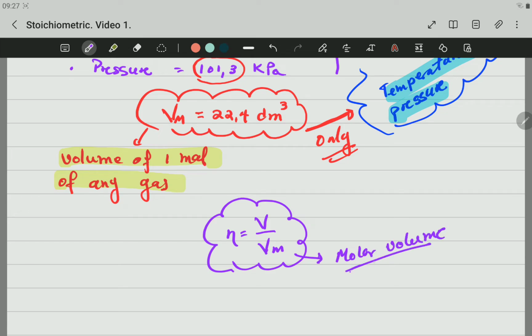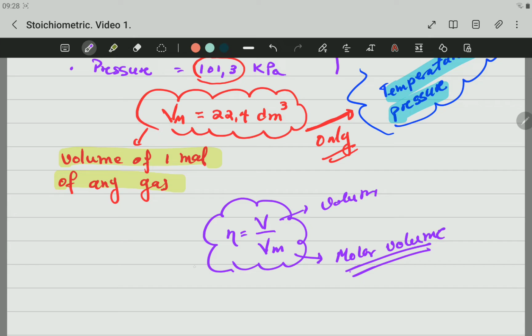This is molar volume. Now, molar volume doesn't need to be 22.4. Please be careful. It's only 22.4 if there is STP. Okay? Molar volume, volume of 1 mole. This is volume, and this is number of moles, but you already know that.